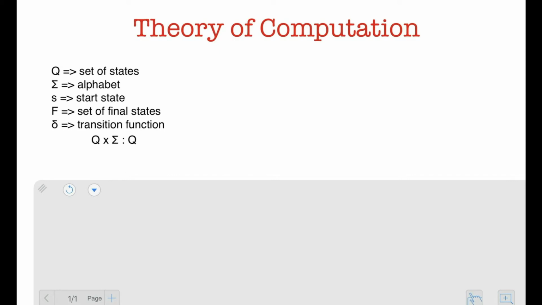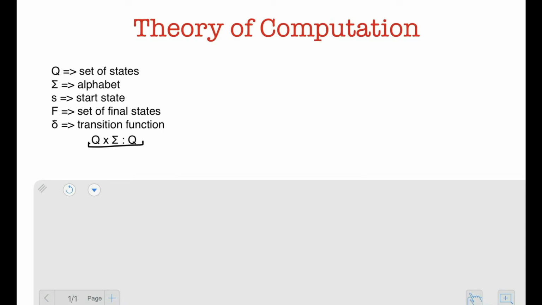And here's how we define the domain and range of delta. It was from Q cross sigma to Q. So it takes a state and an alphabet and it gives me a state. So that's my deterministic automaton. And in this video, what we are going to try and do is modify this definition for non-deterministic automata.